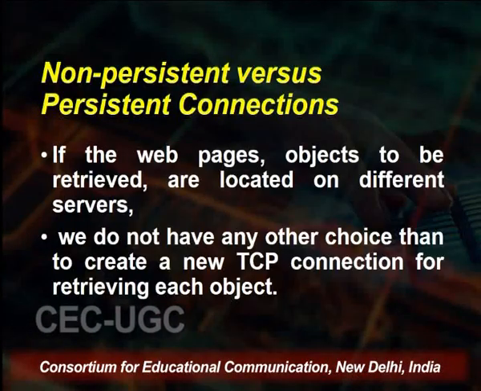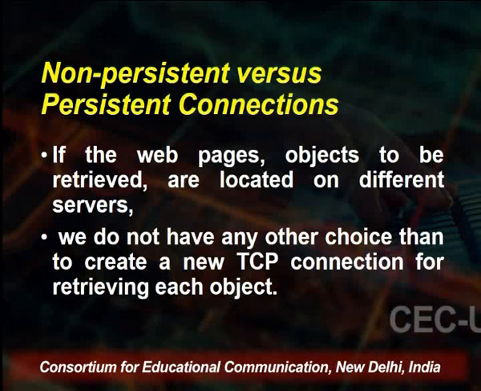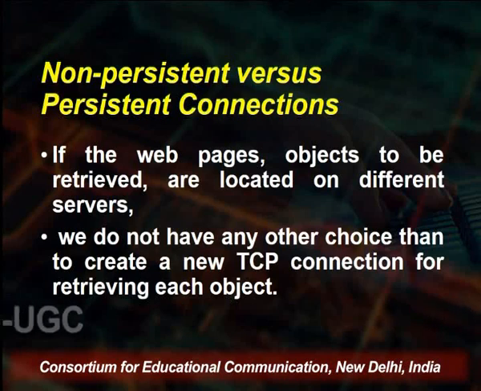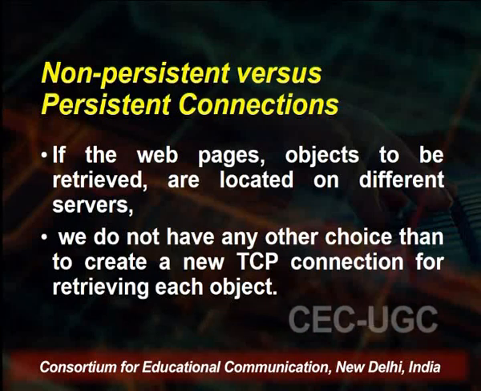What we are looking at is that web pages look for objects. When objects are to be retrieved, they could be located on the same server or on different servers. If the objects are located on different servers, then definitely we don't have a choice and we have to create a new TCP connection for retrieving each object. So if you want to talk to three different servers, obviously you will need three different connections to be established for retrieving the objects from there.